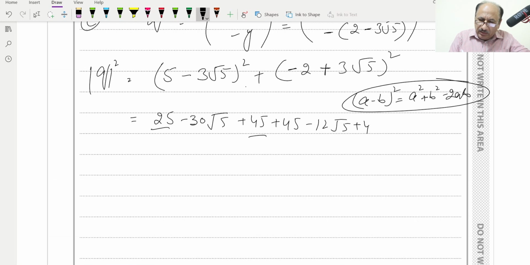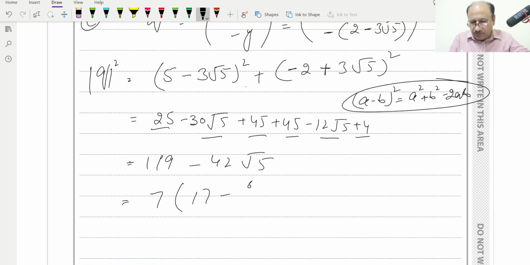Then we can add these four terms, which will add up to 119 minus 42 under root 5, where we add this term and this term. We can take common 7, and inside will be 17 minus 6 under root 5, and this will be the final answer for this part.